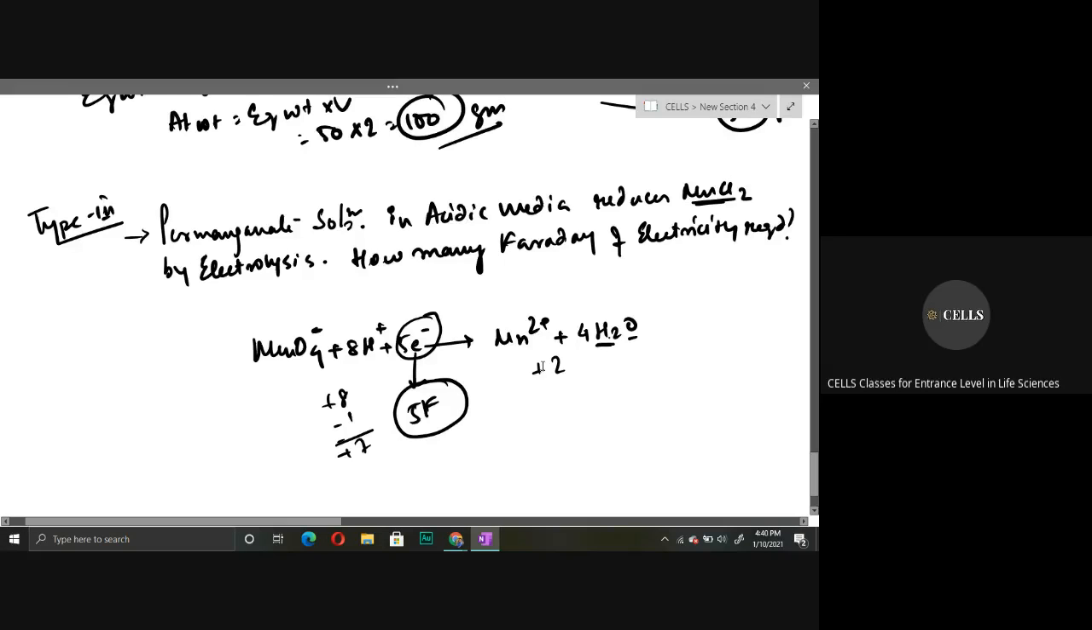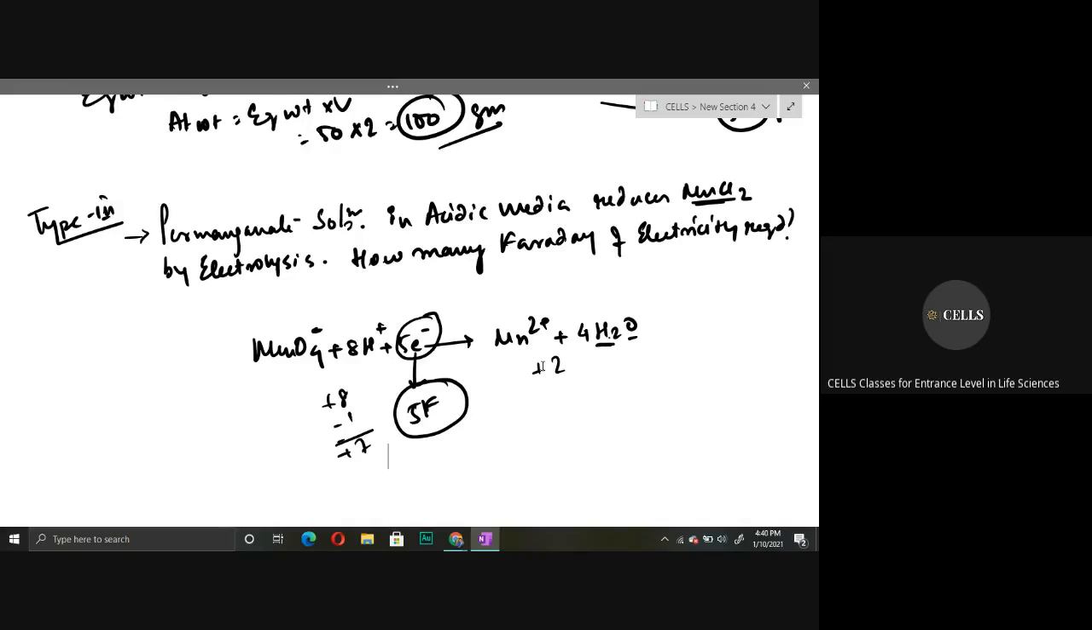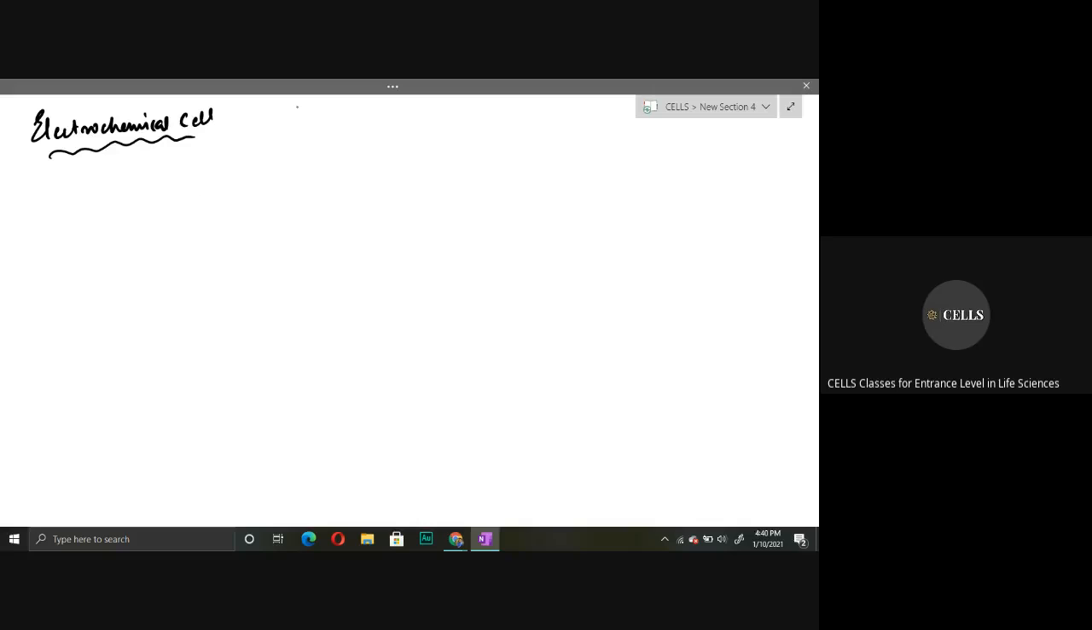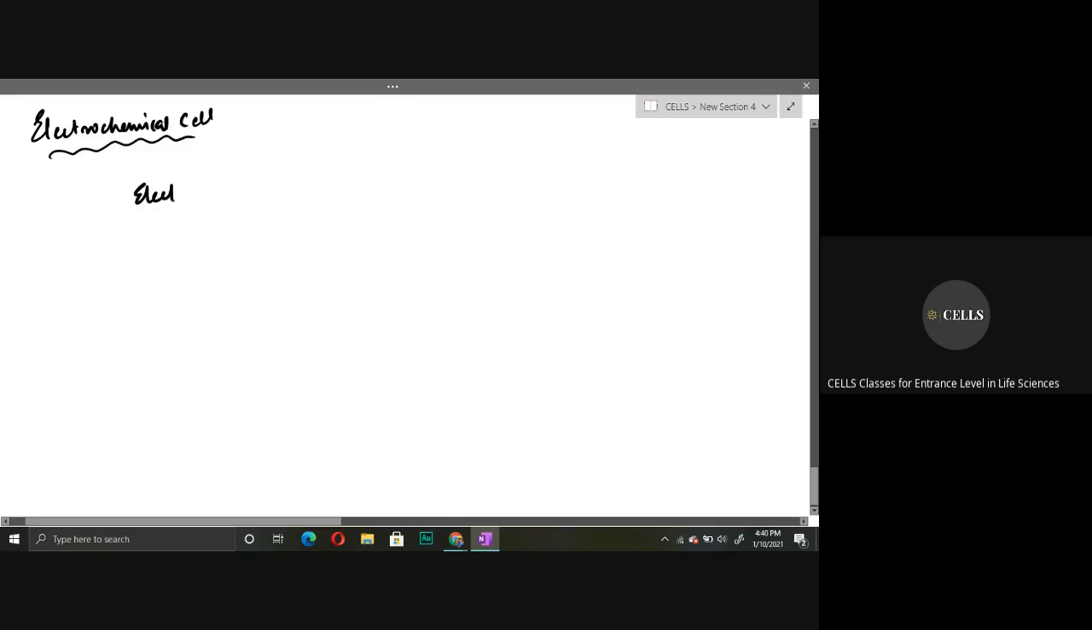Is it clear, everyone, regarding the electrolysis? Then we'll move on to the electrochemical cell. From this section, maximum questions will come. Electrochemical cell. First of all, we need to understand the difference between electrolytic cell and electrochemical cell. So here you write electrolytic cell, and here you write electrochemical cell.